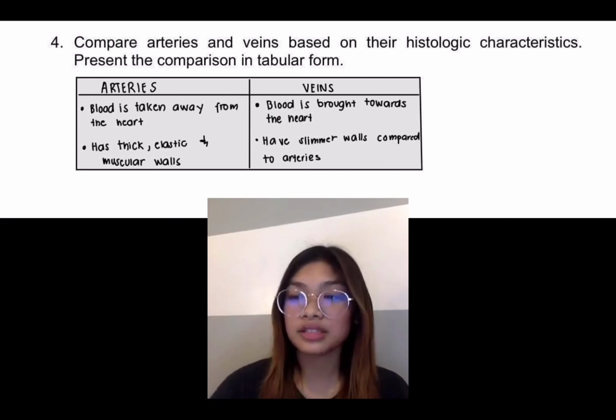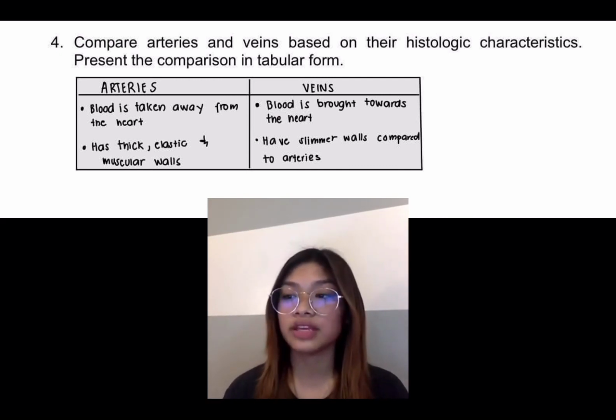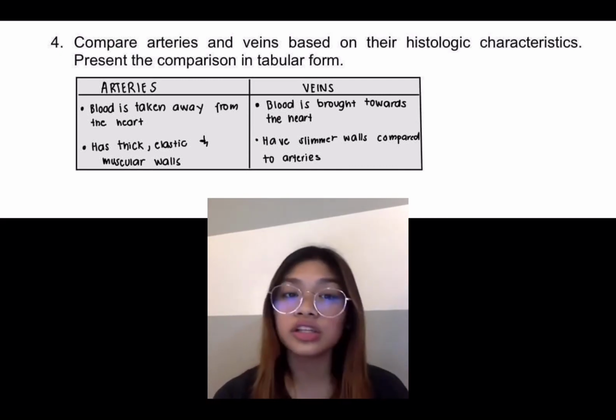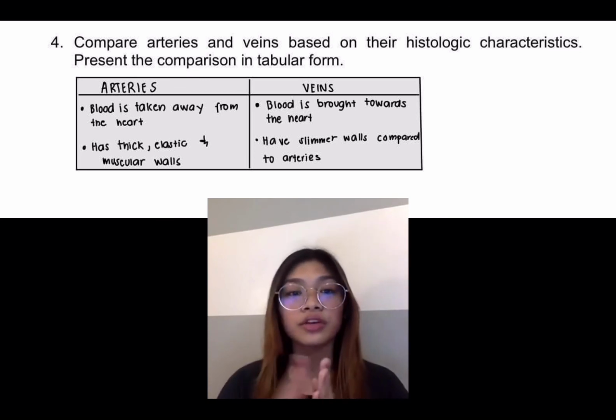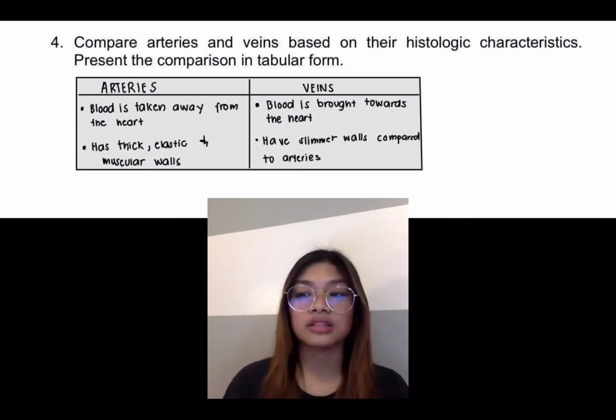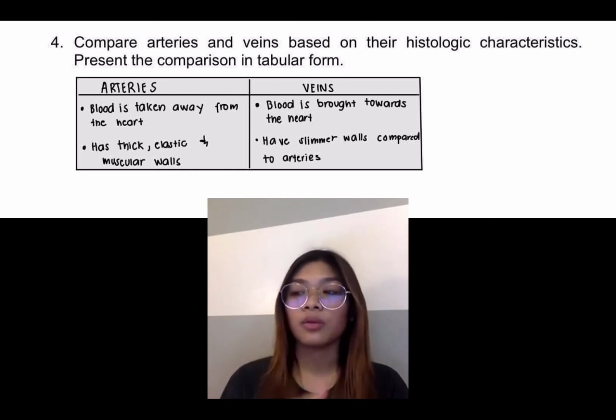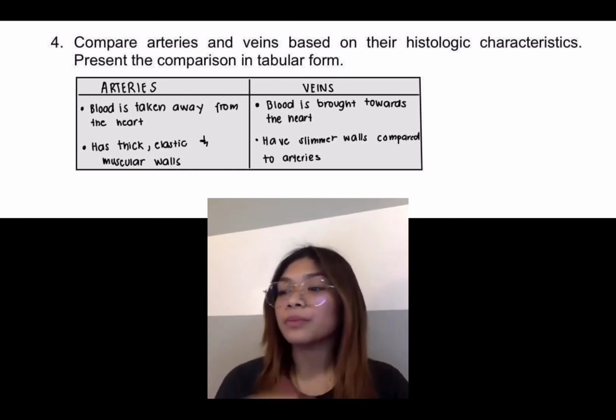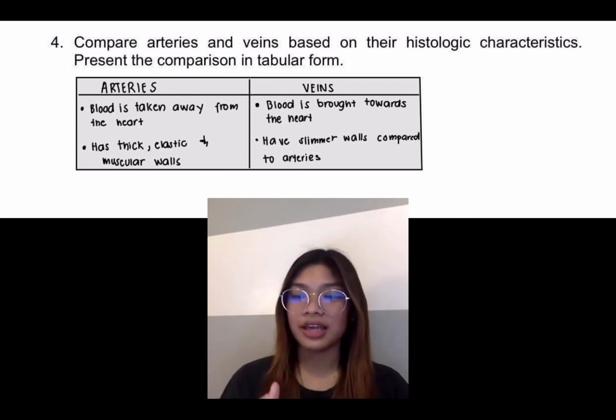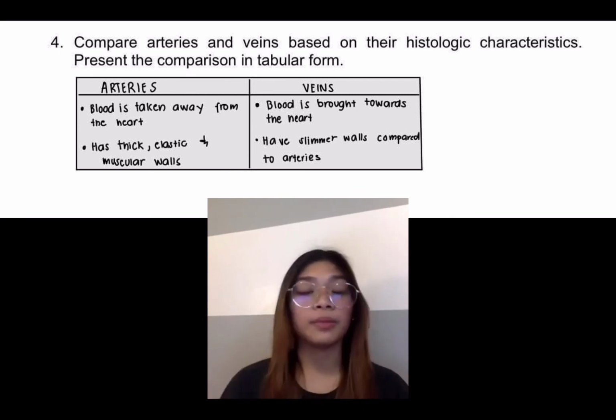And the last question is compare the arteries and veins based on their histologic characteristics. So first, for the arteries, blood is taken away from the heart and they have thick elastic and muscular walls. While for veins, blood is brought towards the heart and they have a slimmer wall compared to the artery.